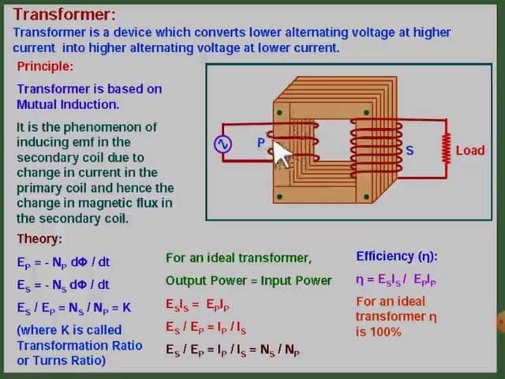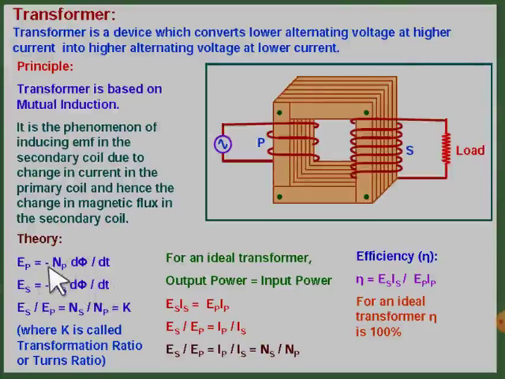If the total number of turns in the primary coil is denoted by NP, then EP will be equal to minus NP d phi by dt. This is given by Faraday's second law of electromagnetic induction, and the minus sign is due to Lenz's law, right?